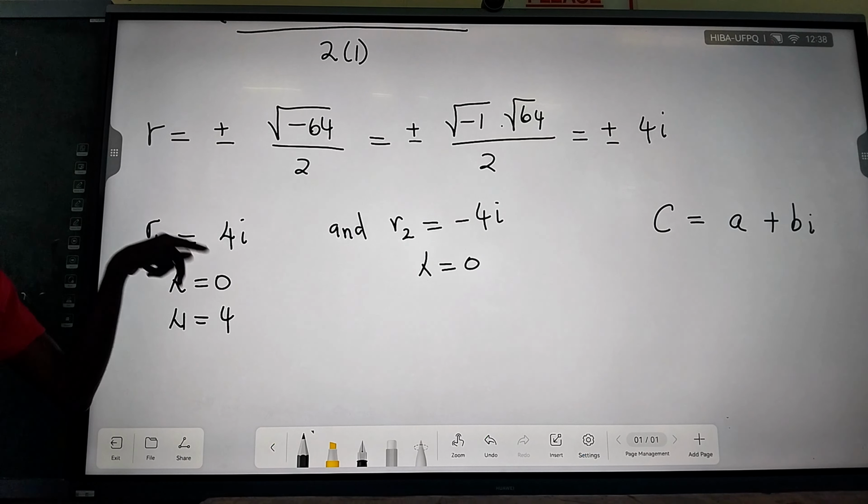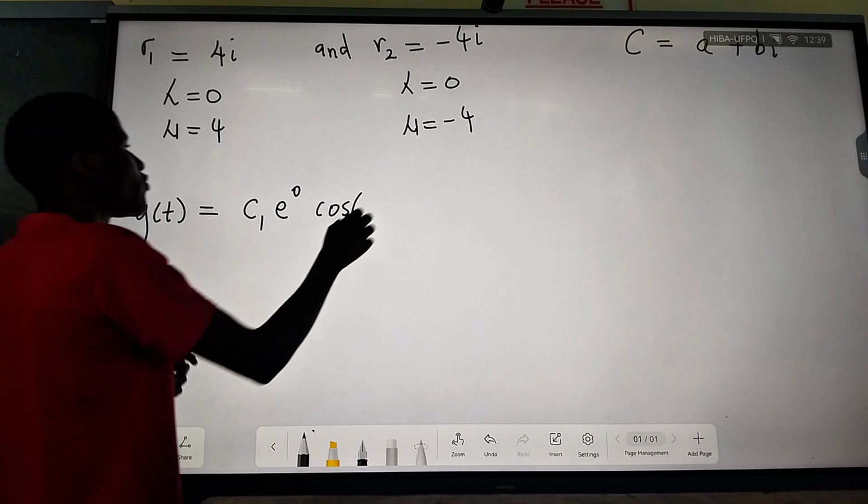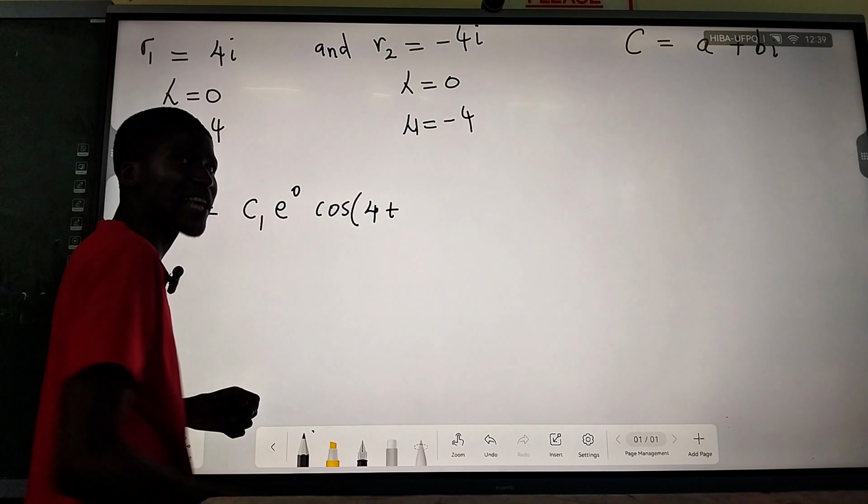You substitute now back into the general solution. What is our general solution for a second order differential equation with non-real roots? You write it: y at t is equal to constant c1 times e to the power of lambda, and lambda is 0, times cos of mu t. What is our mu for the first root? It is 4t.